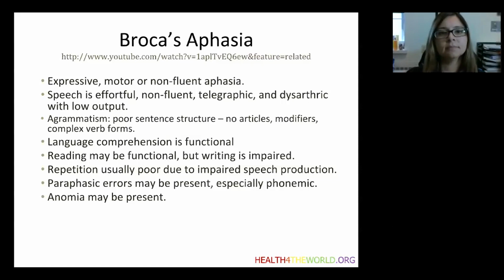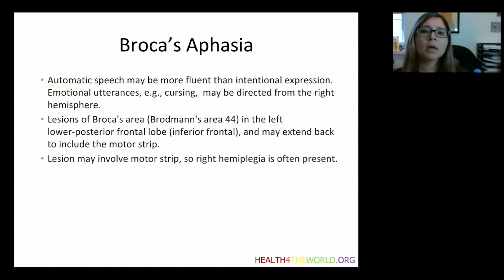Of note, automatic speech might be more fluent with Broca's aphasia than effortful speech. So things like cursing or really overlearned daily greetings like, "Hi, how are you? I'm fine, thanks." That type of automatic speech might be preserved in a Broca's aphasia, but more complex speech and sentences are oftentimes impaired.